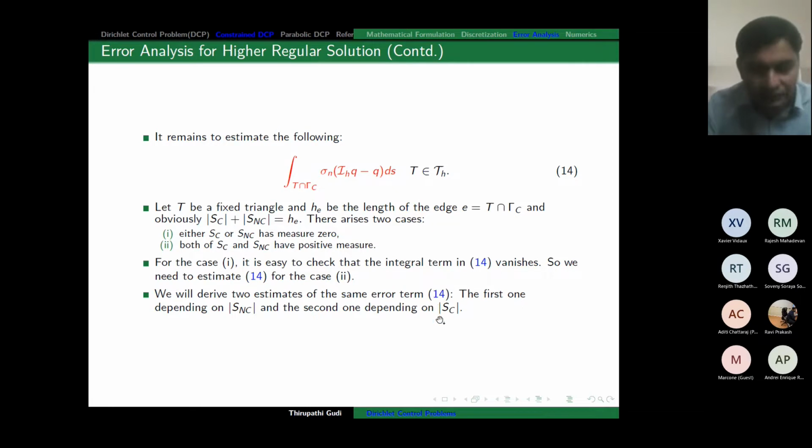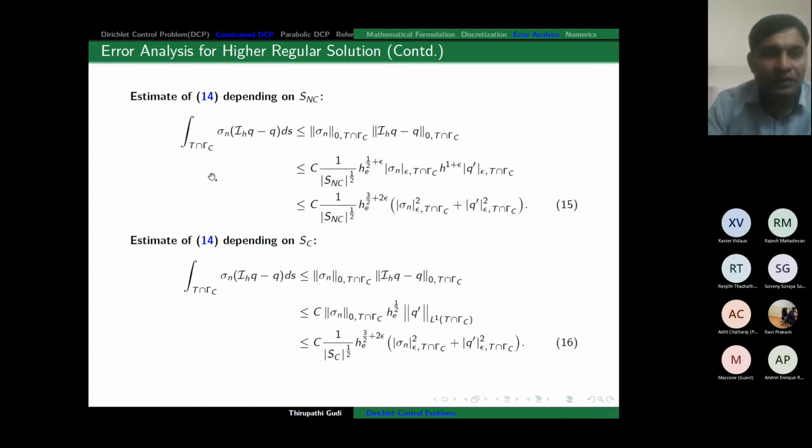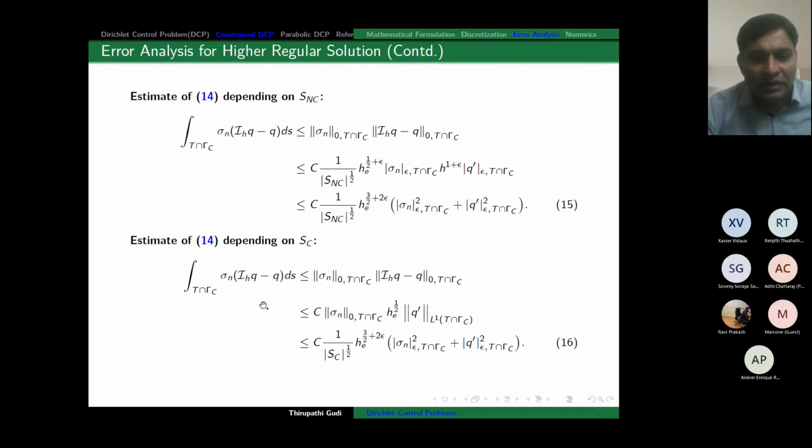So we can derive estimates based on the measure of SNC and SC. If you want to control everything by SNC, we can write it this way, applying Cauchy-Schwarz, dividing by this area and multiplying by that, and it will be bounded by this. And we have the estimate for these quantities, the sigma z, this one. And if we use the quantity depending on SC, we can do this. There we can use the derivative part. So we have these two estimates.